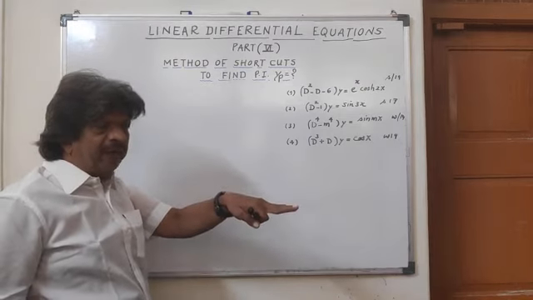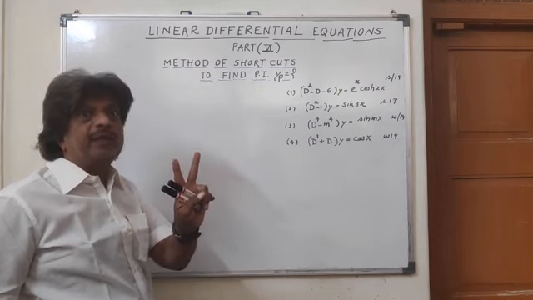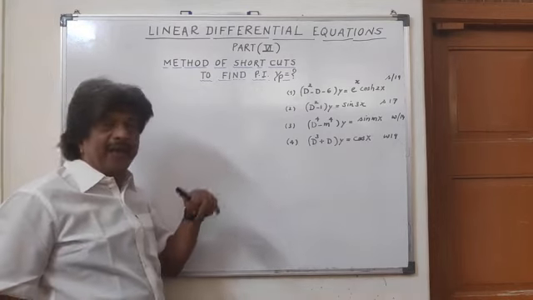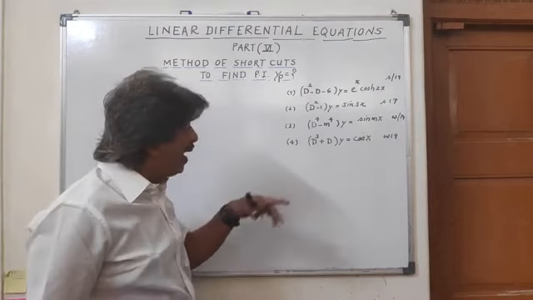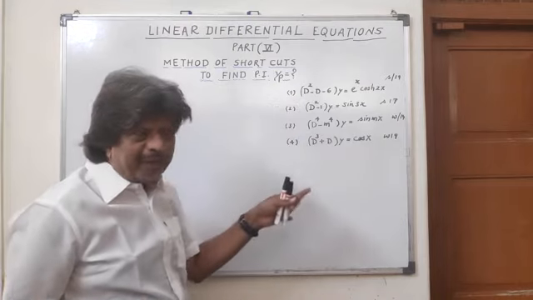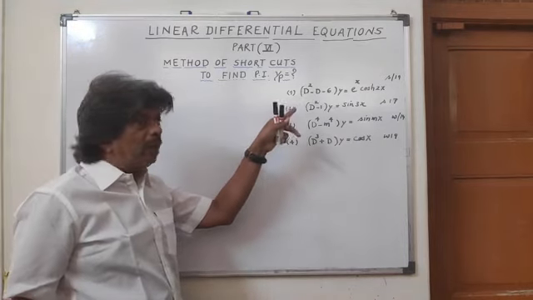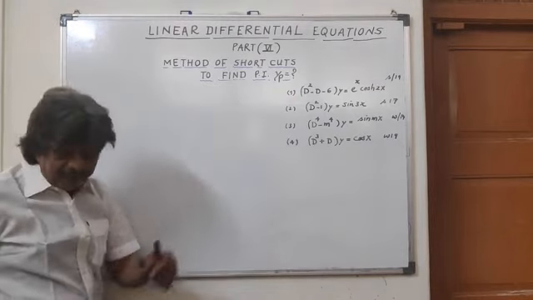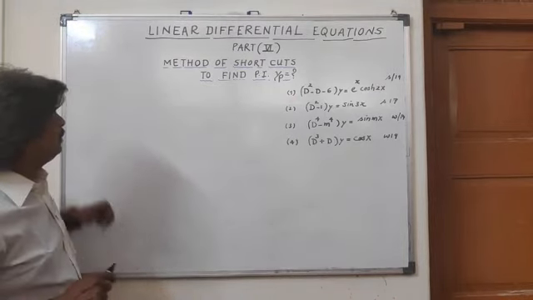In shortcut methods, we have dealt with only two cases. The first case was the exponential case and the other was the trigonometric case. Based on these first two cases, we will be solving these four examples. So let us begin with the first one.